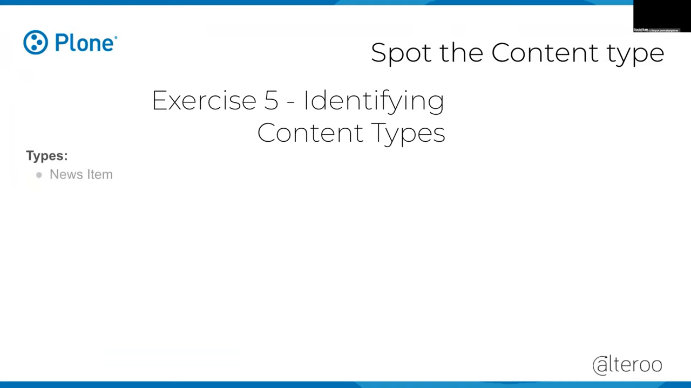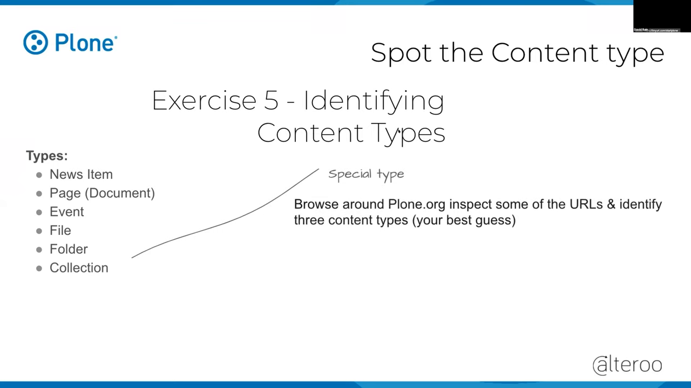All right, so we're going to do a little exercise where we talk a little bit about these content types and see if we can spot the content type. We have the very common ones: news items, pages, events, files, and folders, and of course, collections. We're going to browse around the plone.org website and see, based on just looking at the URLs, with our best guess, and it's okay if we're wrong, the point of the exercise is to maybe look at the purpose of sections of the site and think and say, how best could this have been done? And you can share the URLs you've found.